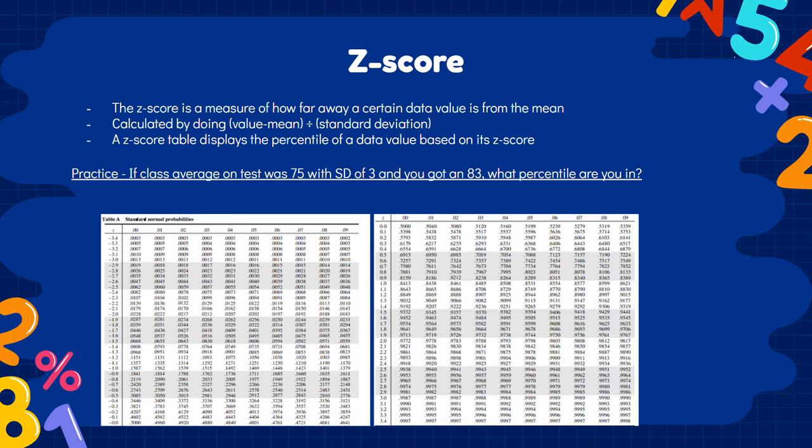So we're looking for 2.67, right? So we go down to 2.6. And then now we go across till we're at 2.67. So this is 2.6, 2.61, 2.62, and then 3, 4, 5, 6, 7. 0.9962. This is our percentile, right? If you want to write this in percent, we're in the 99.62 percentile.